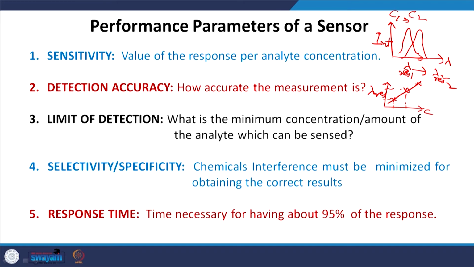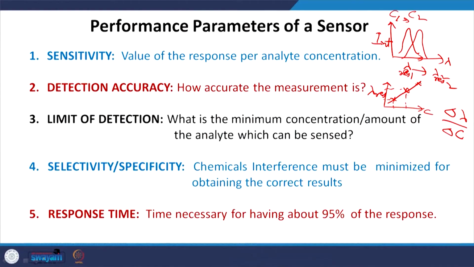Sensitivity is the value of the response per analyte concentration. That means that you have delta lambda by delta C, that is the sensitivity. The slope of this curve at a particular concentration gives the sensitivity at that particular concentration. Detection accuracy, how accurate is the measurement.